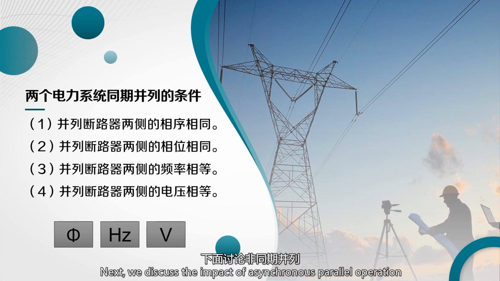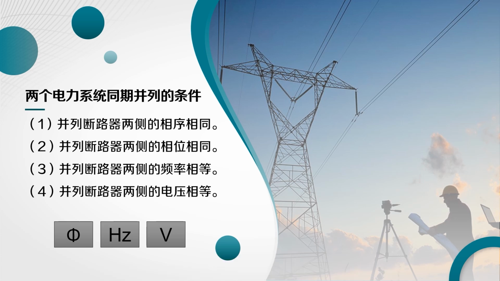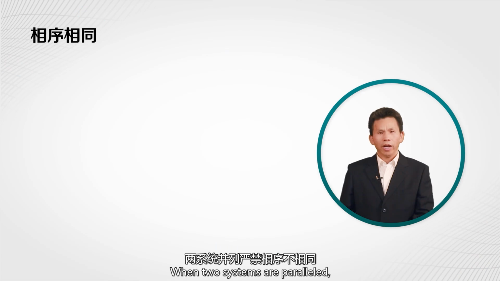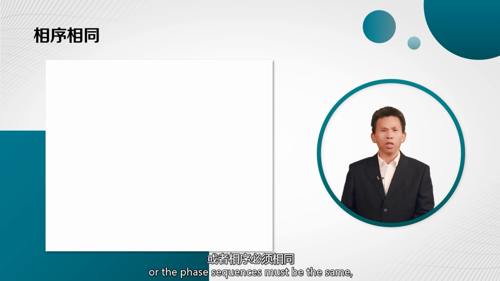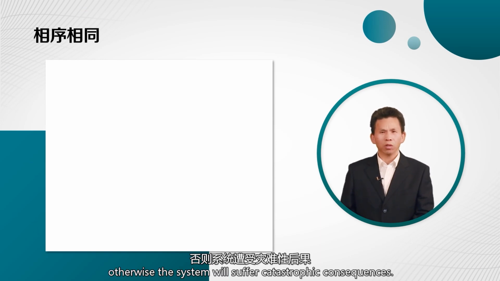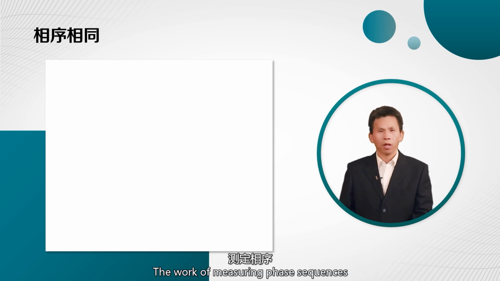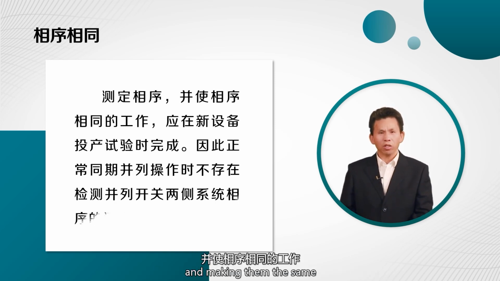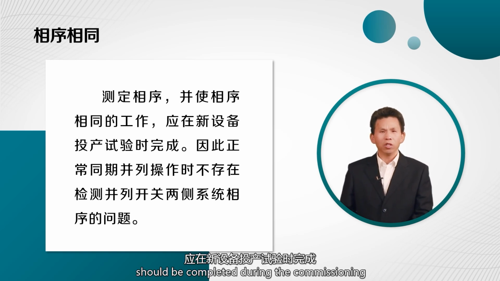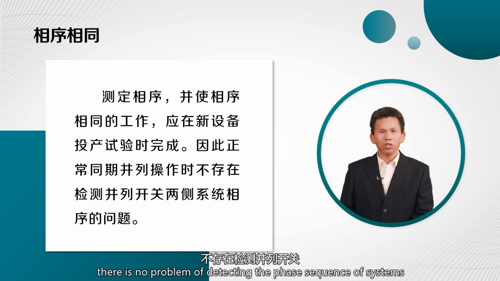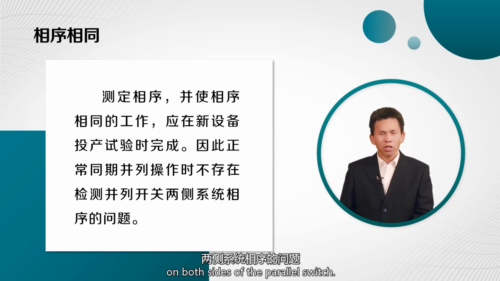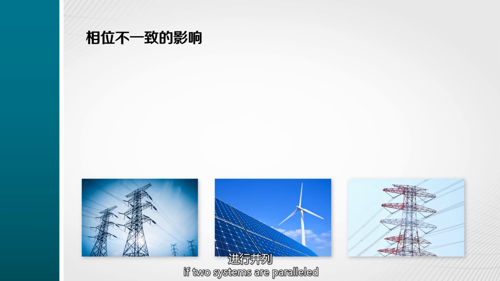Next, we discuss the impact of asynchronous parallel operation on the generators and systems. When two systems are paralleled, it is strictly prohibited to have different phase sequences, or the phase sequences must be the same. Otherwise, the system will suffer catastrophic consequences. The work of measuring phase sequences, and making them the same, should be completed during the commissioning test of new equipment. Therefore, during the normal operation of synchronous paralleling, there is no problem of detecting the phase sequence of systems on both sides of the parallel switch.